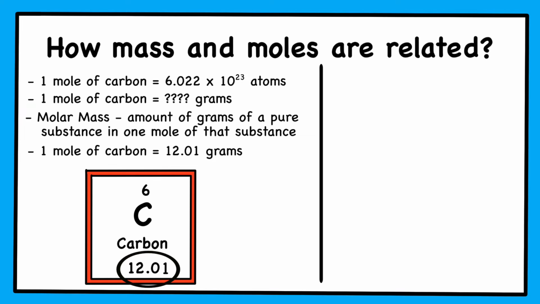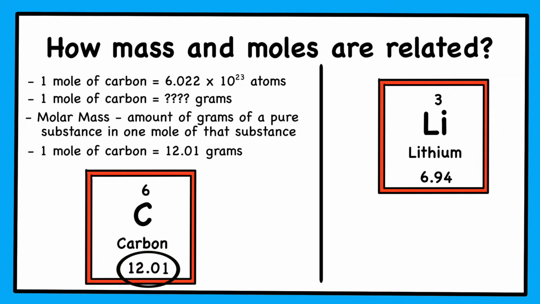When we look at each periodic square in the periodic table, there is a decimal number that represents the atomic mass of the substance. We use the atomic mass as the molar mass. So, if we look at a periodic square for the element lithium, we see there is 6.94 grams of lithium in 1 mole of lithium.